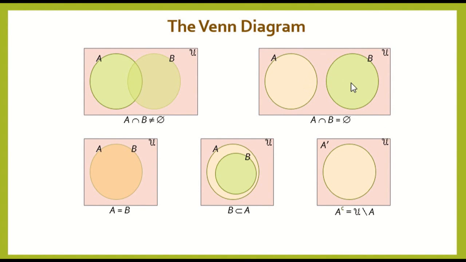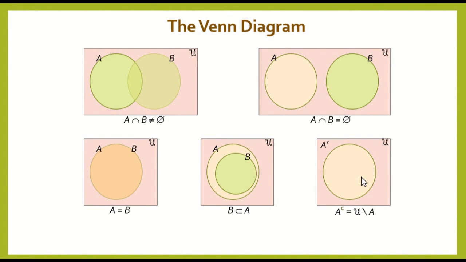Okay, another we have here, A is equal to B. So, whatever is in set A is also in set B, since A is equal to B. Here again, B is a proper subset of A. Meaning, all the elements of B are inside set A. So, the whole circle B is inside the whole set A. So, B is a proper subset of A.